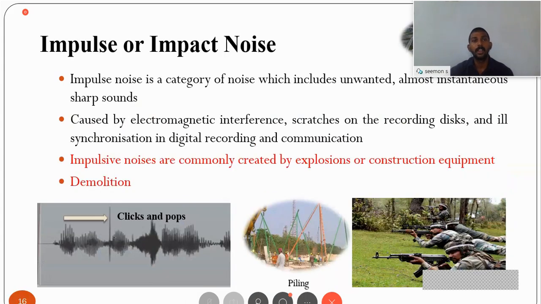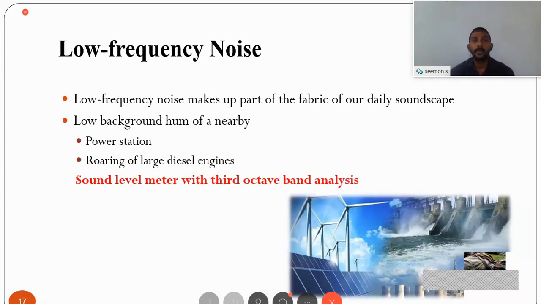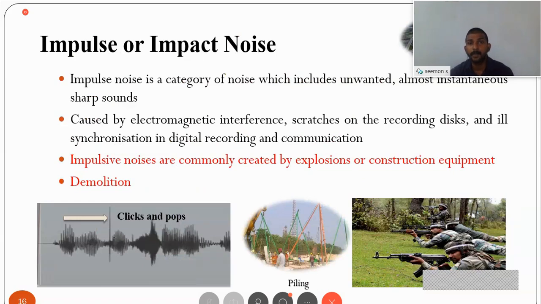Next is impulse or impact noise. As the name indicates, a sudden, instantaneous, sharp sound is coming. That is called impact noise. The main example is the demolition of buildings. We have already seen in a question the Marad flat demolition. It was sudden and instantaneous, producing a sharp, explosive sound. That is the main example for impulse or impact noise.